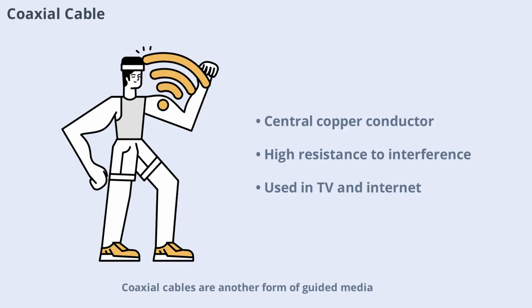Coaxial cables are another form of guided media, featuring a central copper conductor surrounded by insulation, a metallic shield, and an outer cover. This design provides excellent resistance to signal interference and allows for higher bandwidth compared to twisted pair cables. Coaxial cables are commonly used for cable television, internet connections, and some types of local area networks. Their durability and shielding make them suitable for longer distance transmissions within buildings.